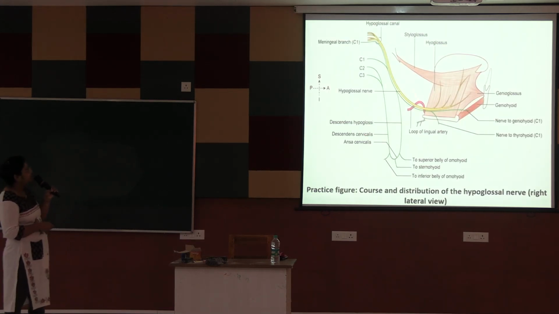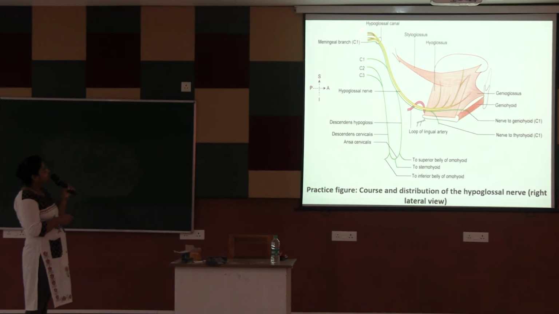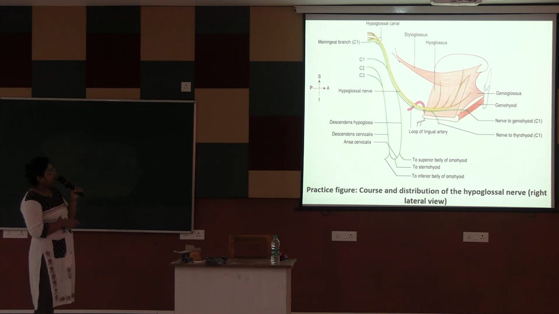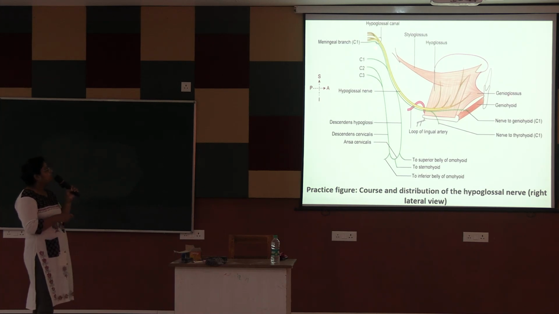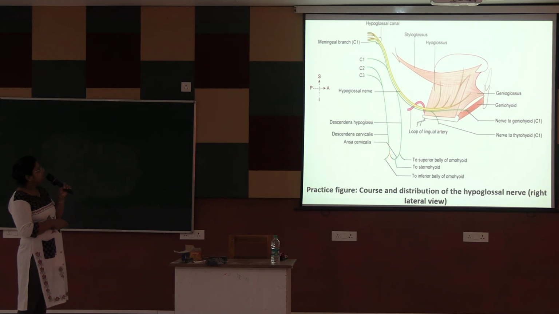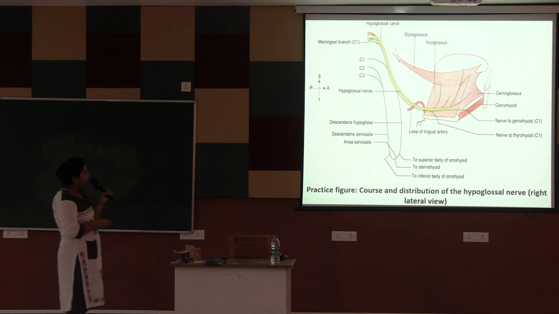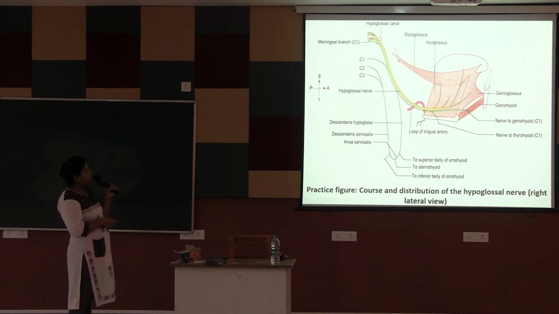See the course of the hypoglossal nerve. Here it is formed by joining of the rootlets. Two roots are forming. Two roots are joined at the hypoglossal canal, then coming out through the hypoglossal canal, joining with the C1 fibers, lying in relation with the loop of the lingual artery and supplying the intrinsic and extrinsic muscles of the tongue. And through the C1 root, it is giving the meningeal branch, nerve to thyrohyoid, geniohyoid, and forming the descendens hypoglossi.